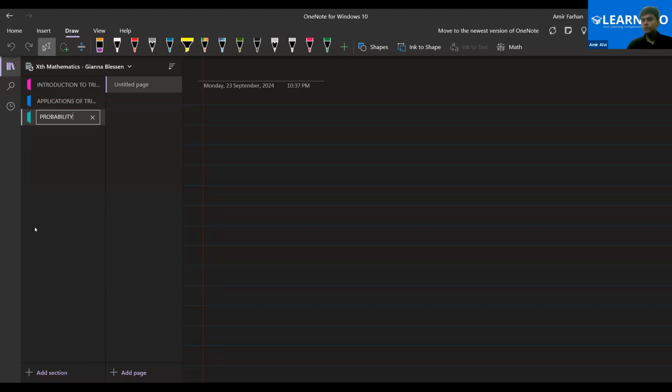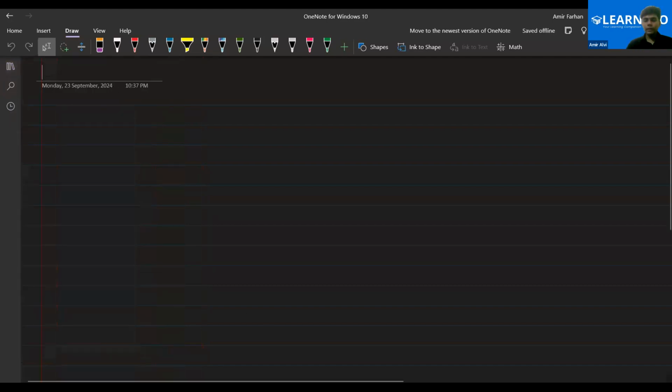Probability or area related to circle? We can do area related to circle. Let's do this. We can start this with applications of trigo. Just a second, let me open the questions. It's 11th now.